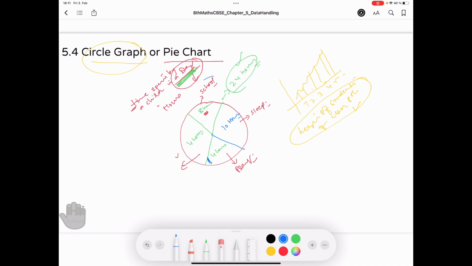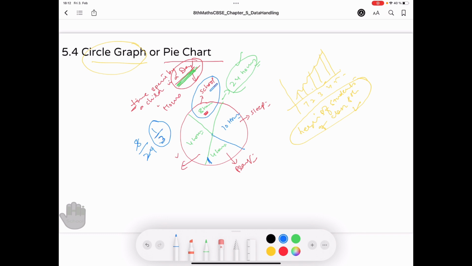For example, school time is 8 hours. The total time is 24 hours. So 8 hours divided by 24 hours means this 8 hours is 1/3 of the total time in a day.